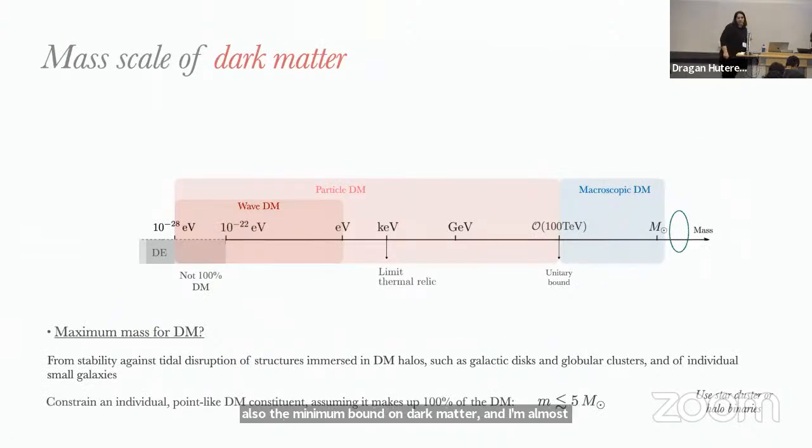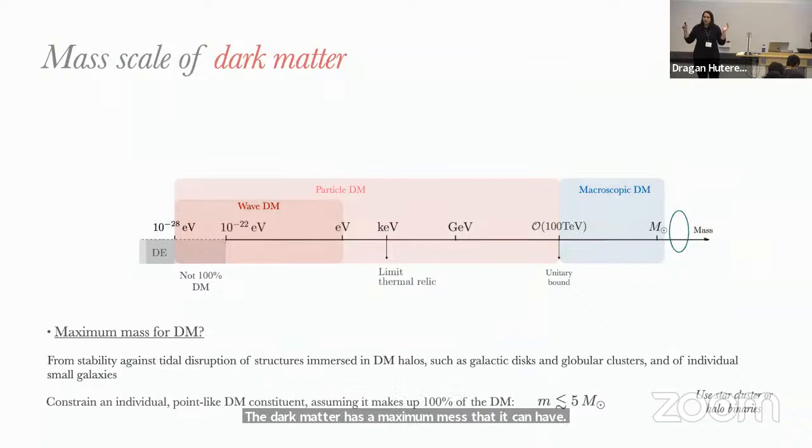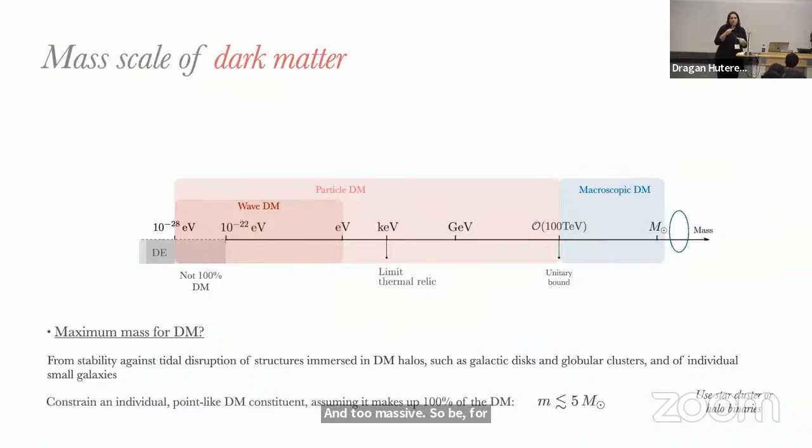So does dark matter have a maximum mass that it can have? I'm not asking about the particle mass, whatever. Can it have whatever mass you want, 10 to the 60 solar masses? And the answer is no. So here we see the maximum mass for dark matter. From stability against tidal disruption, so let's say I have something that has a mass like 10 solar masses, and this is my dark matter. This will be too big and too massive to be, for example, in a halo of a galaxy. This will disturb the structures that we have in the dark matter halo. So then you have a bound here that it has to be smaller than 5 solar masses.